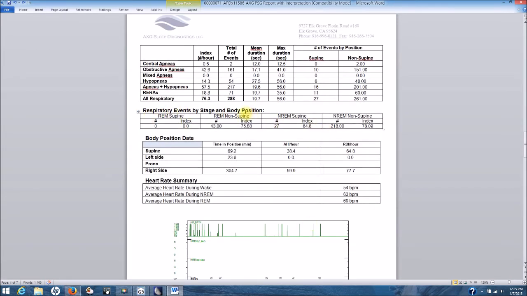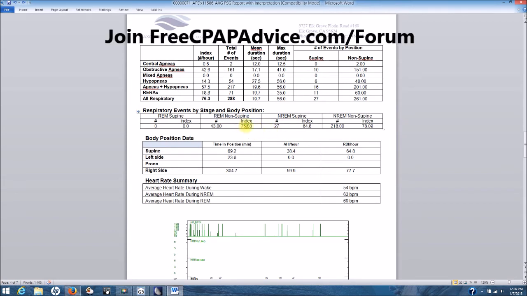So here we have respiratory events based on stage and body position. So non-REM, he didn't have any REM supine sleep, so that's zero. REM non-supine, so that's REM on his side. He has an index, an overall index incorporating everything of that, 75.88. Non-REM supine, so anything other than REM that was sleep on his back. And then non-REM non-supine, so anything not REM, not on his back. You can see statistically, they're all pretty much ballpark.